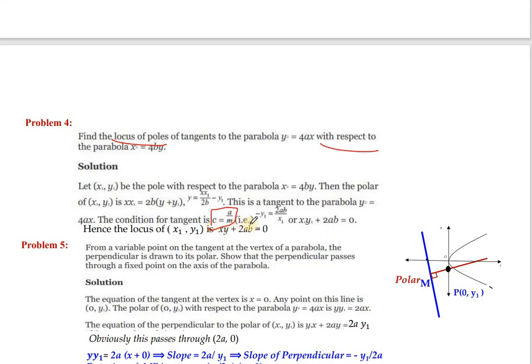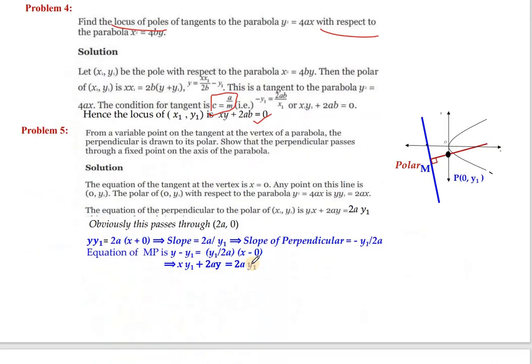Condition is c is equal to a by m. So substituting c minus 1, in the place of a you have a only, and in the place of m you have x1 by 2b. So that comes in the denominator. So x1, this 2b goes up. So this, and cross multiplying, dropping the suffix, you get the locus.